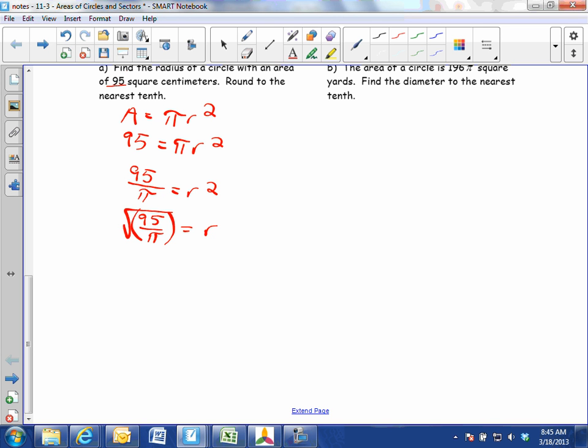We're rounding to the nearest tenth. Come on, buddy. Mine doesn't let me. I have 5.49903. So rounding to the nearest tenth, about 5.5 centimeters.